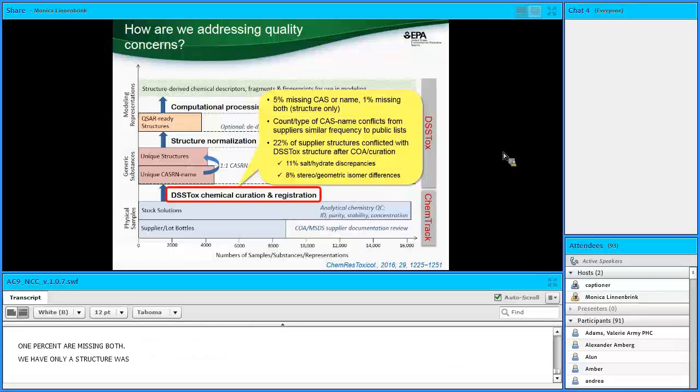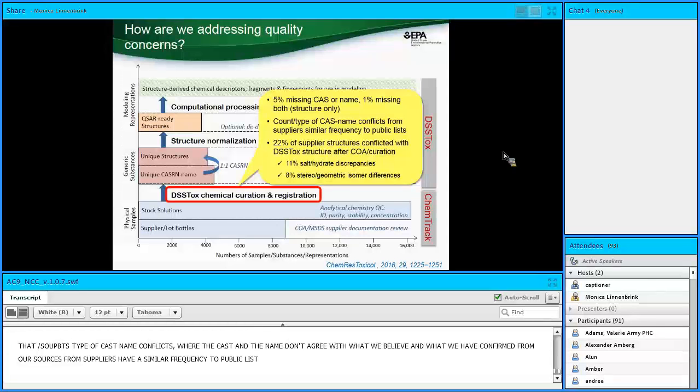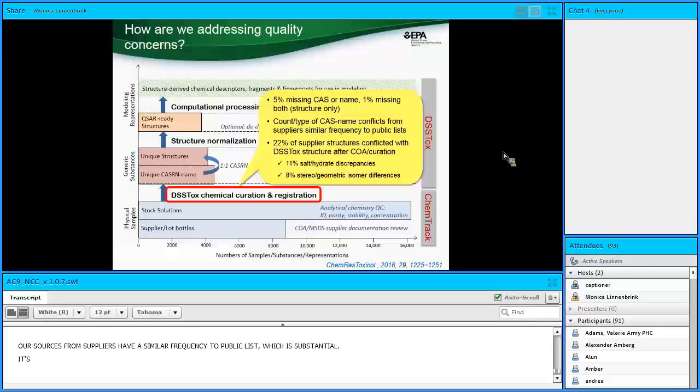The CAS-name conflicts, where the CAS and the name don't agree with what we believe and what we have confirmed from our sources from suppliers, have a similar frequency to public lists, which is quite substantial. It's about 10 to 15% typically. 22% of the supplier structures conflicted with the ultimate DSSTox structure that was assigned after our relatively rigorous COA and curation process.